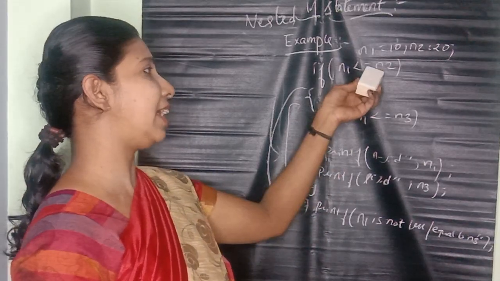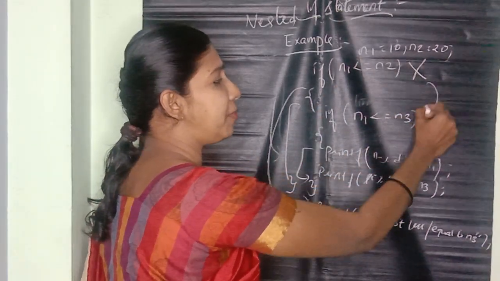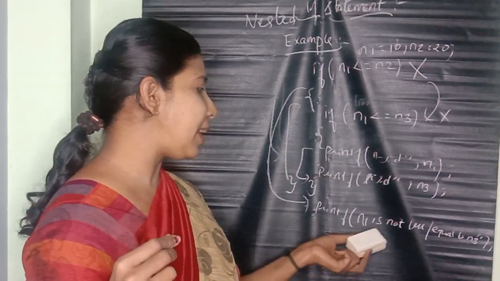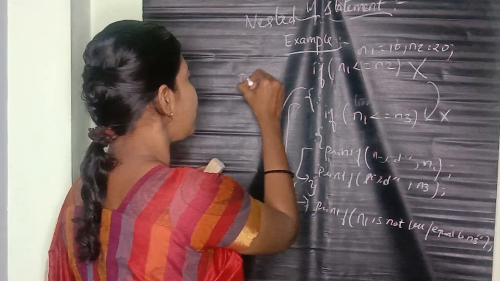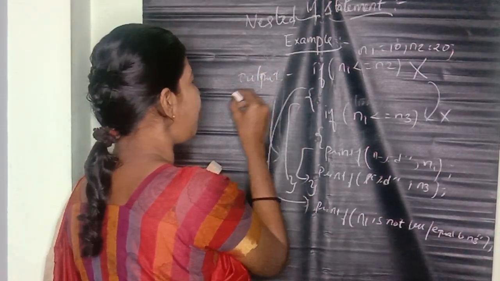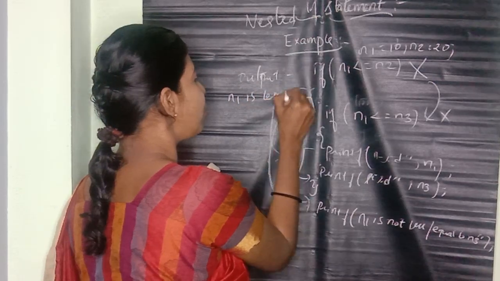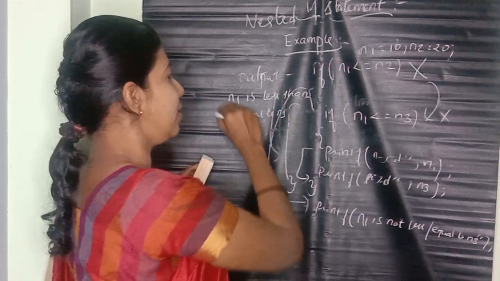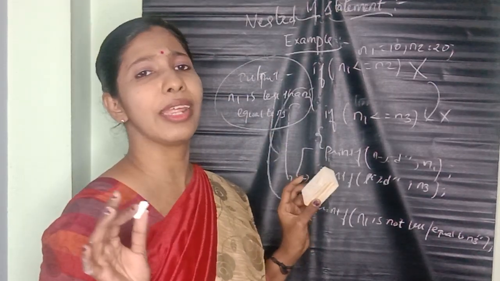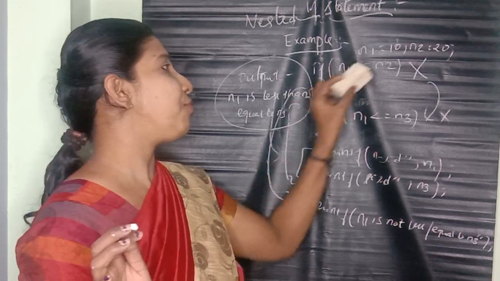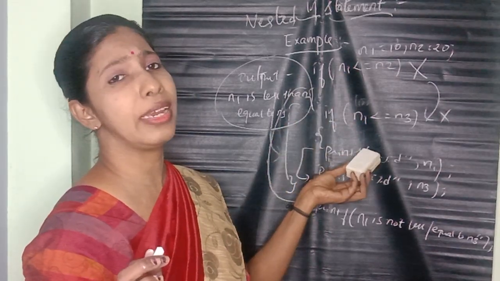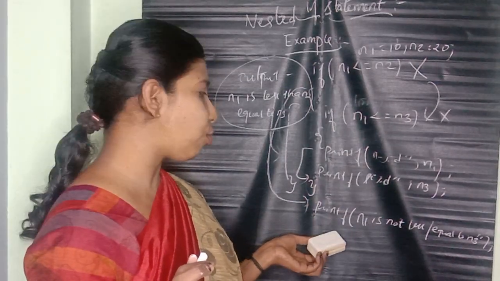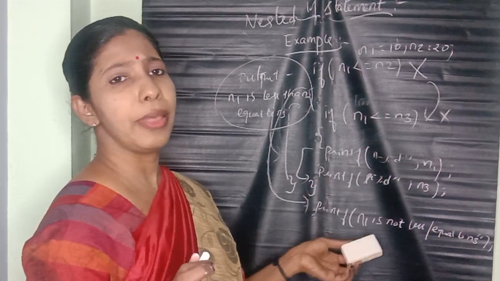Now if the first condition has failed, it won't come here. It jumps to the last statement, the else statement. In the else block, the printf statement is n1 is not less than or equal to n3. So what is the output of this one? It won't print n1 is less than or equal to n3. The output is: n1 is not less than or equal to n3. This is your output. Make a note of it: if the first condition is failed, it won't move on to the inner condition. It directly jumps to the else block's statement, and after closing the block, it prints the statement. Okay, make a note of it.